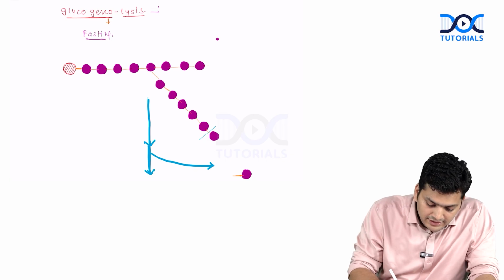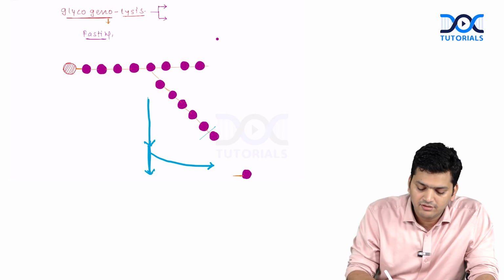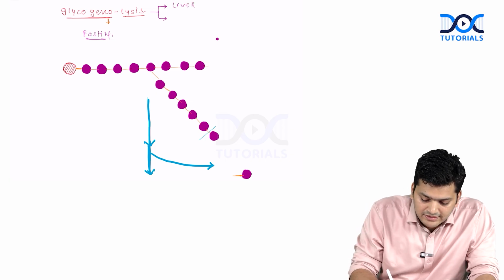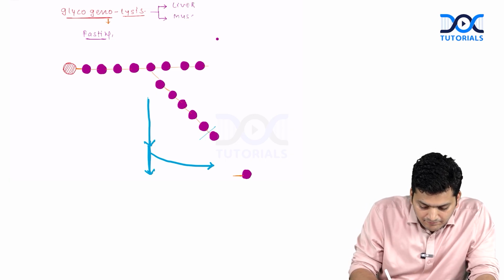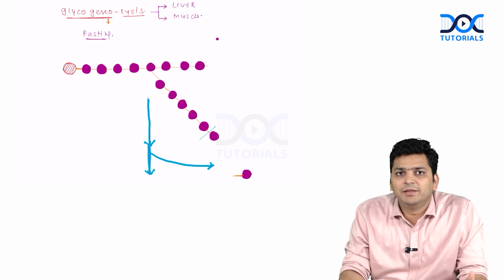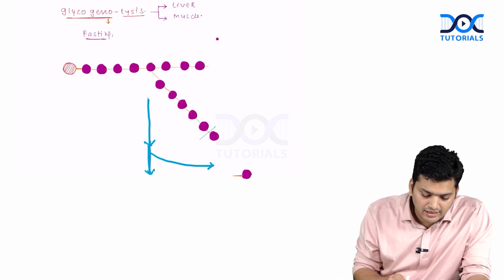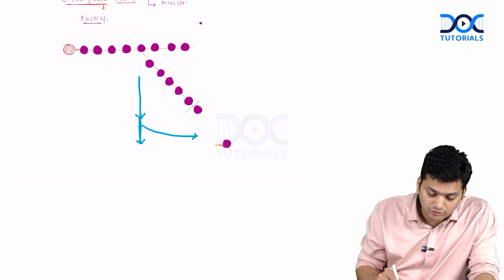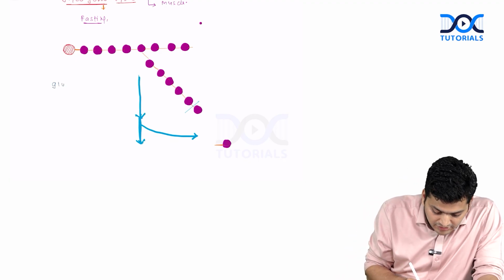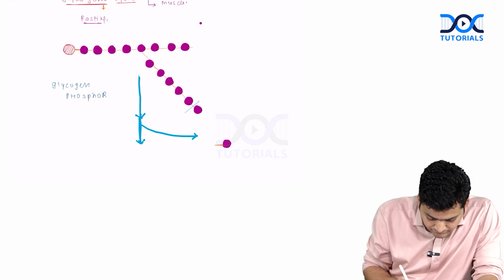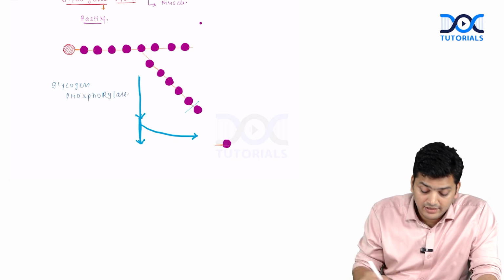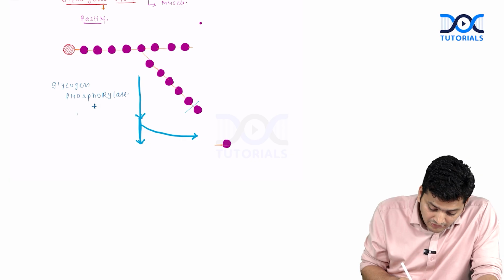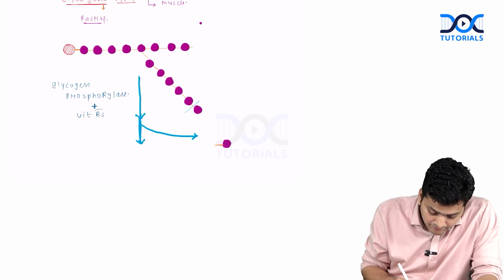And this glycogenolysis will occur in two organs because the glycogen is found mainly in two organs. One is the liver and second is the muscle. These are the two tissues which mainly have the glycogen. Here is the glycogen molecule and I want to cut it. To cut the glycogen molecule, I will use an enzyme called glycogen phosphorylase. This enzyme works if vitamin B6 is there.